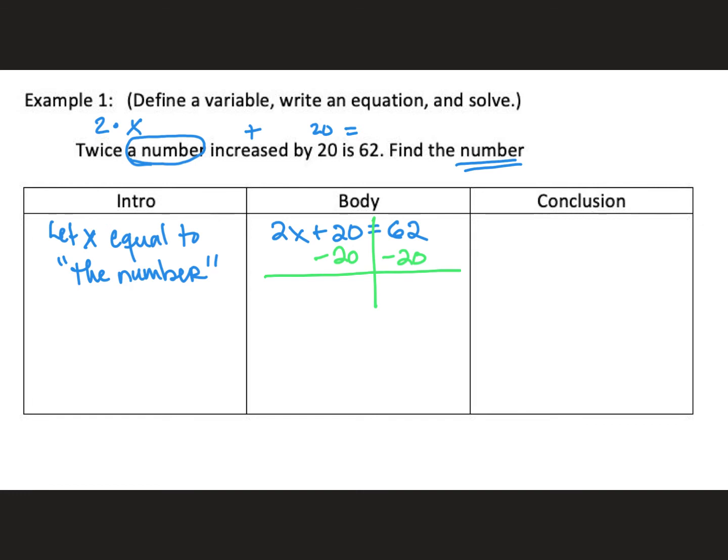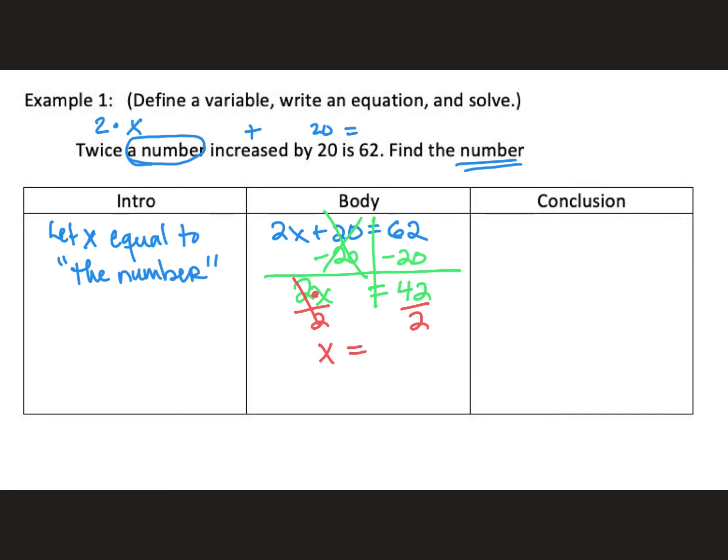So we have 2x left over. Positive and negative 20, they make a 0. They go away. And then we have 62 minus 20, which is 42. Next, we want to go ahead and get x by himself. So remember 2 and x, they are multiplying. Opposite of multiplication is division, so we're going to divide by 2. 2 divided by 2 is 1, leaves x by himself.